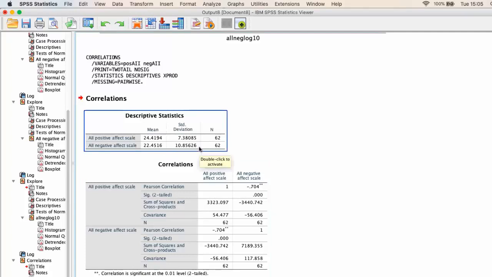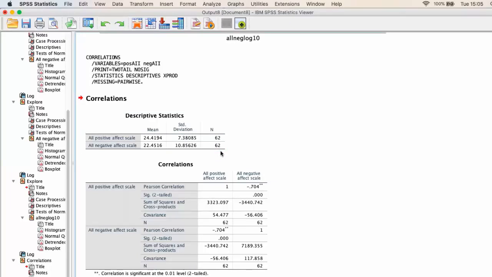Then when you're talking about descriptives, there's also an outline for that. So you say the descriptives for the correlation analysis are as follows. You could say the first variable, all positive affect, mean equals 24.42, standard deviation, whatever that is. You can even mention the sample size if you want to get extra fancy with it. But all you're doing here is really simple. You're just talking about what you got.